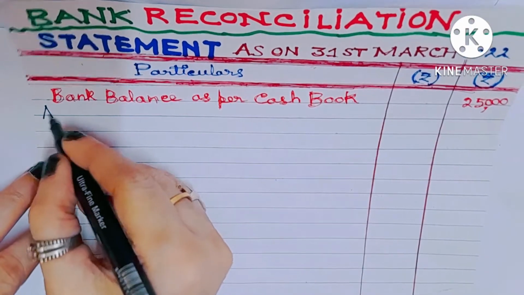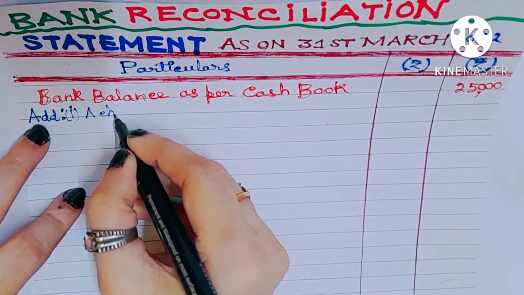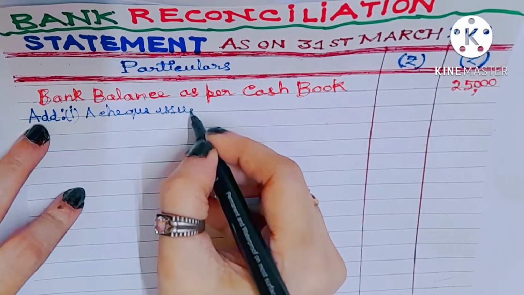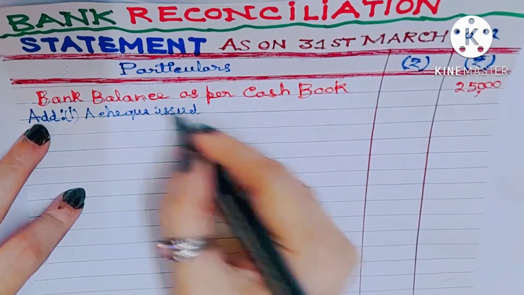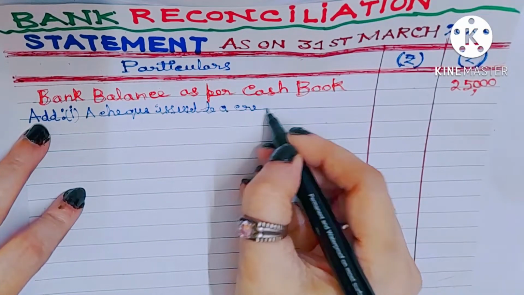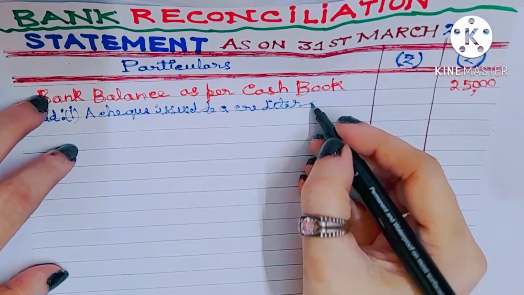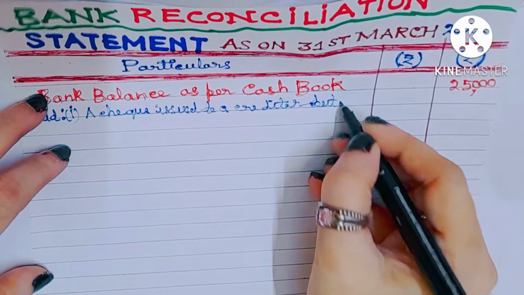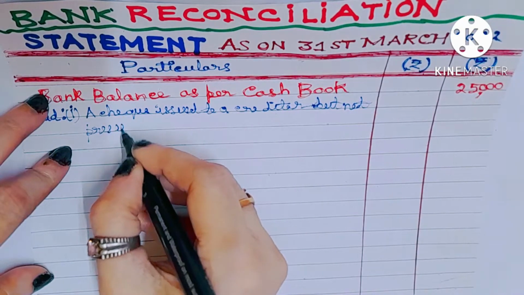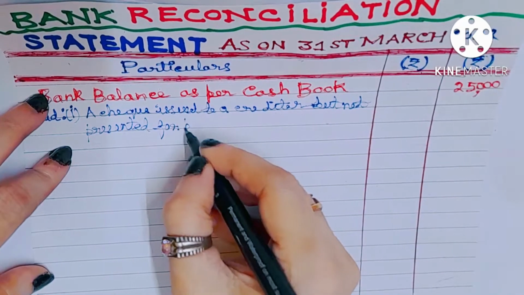Add a check issued to a creditor, check issued to a creditor but not yet presented for payment. Okay?